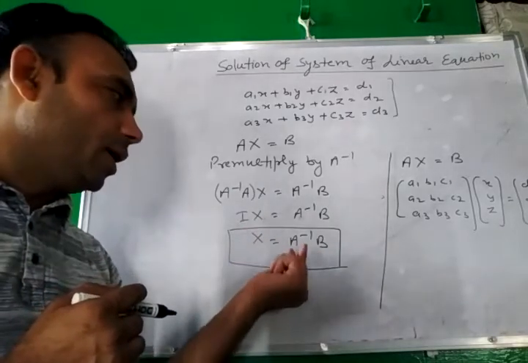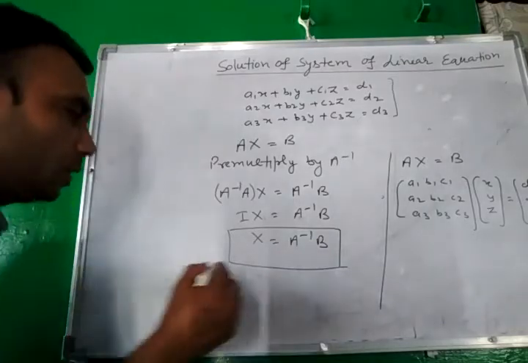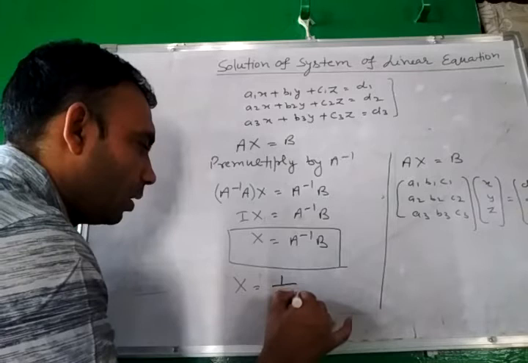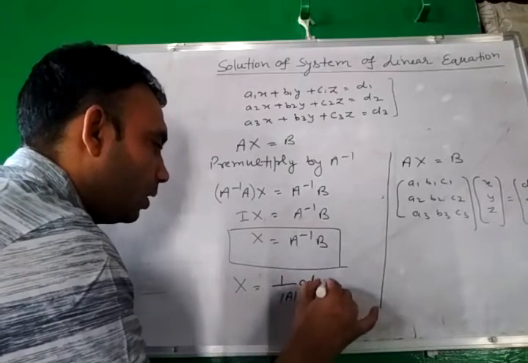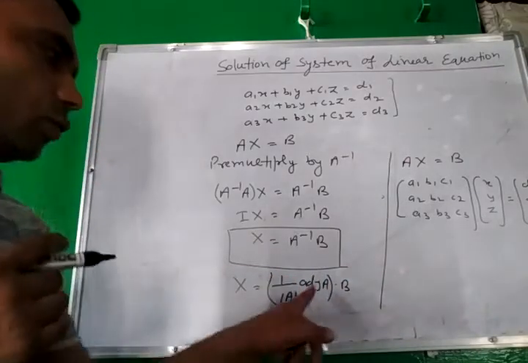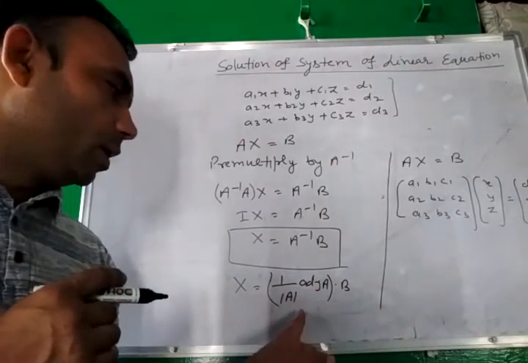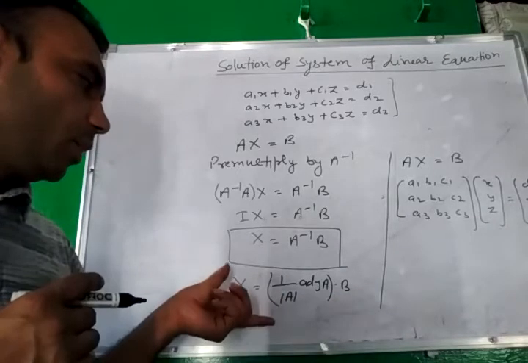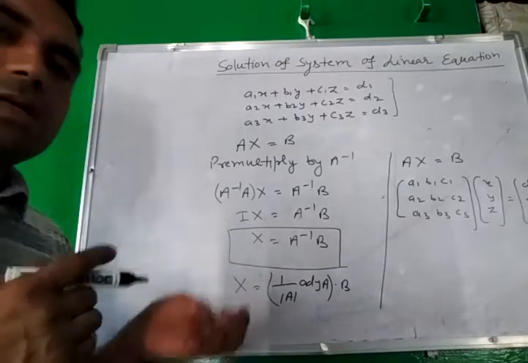So we will find the matrix X in the form of A inverse B using the matrix method. First we will find A inverse by the formula A inverse = 1 upon determinant of A into adjoint of A. So first we will find the adjoint of A and the determinant of A, then A inverse, multiply with B and then compare with the matrix X.